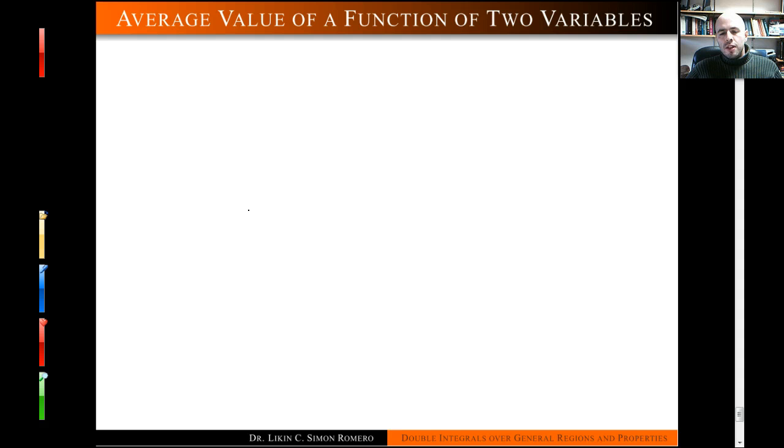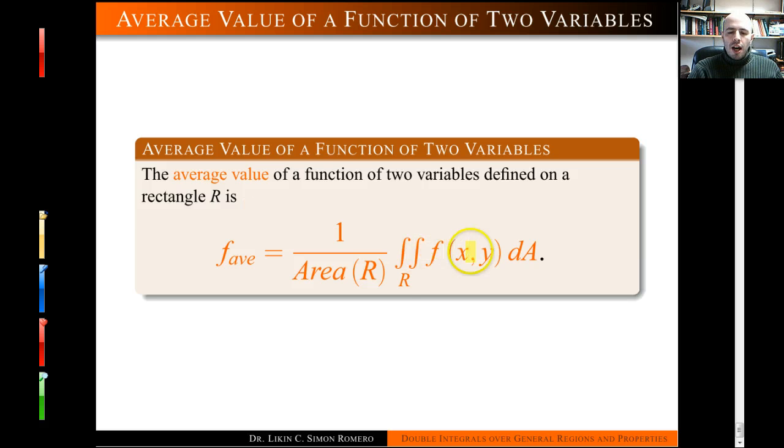So in order to finish, let me just give you the formula for the average value of a function of two variables. Since a double integral is actually a Riemann sum, in other words, a sum of a lot of values of the function times the area of each one of them, if you divide by the area of the total region, the thing that you are going to obtain is a formula for the average value of the function, and it's given by this formula.